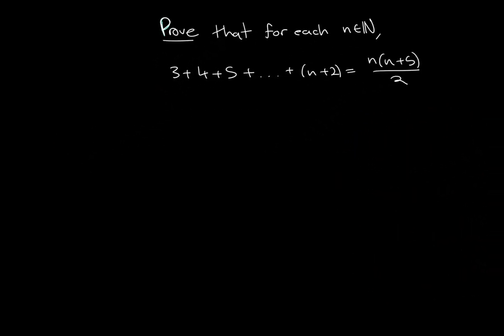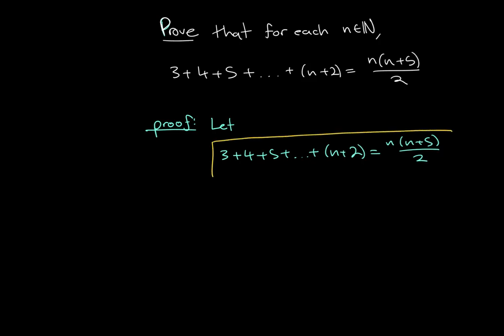We have to do two things. I'll start my proof like this. Let 3 plus 4 plus 5 plus ... plus n plus 2 equal n times n plus 5 over 2. Let me name this inside my proof. So that's a statement.